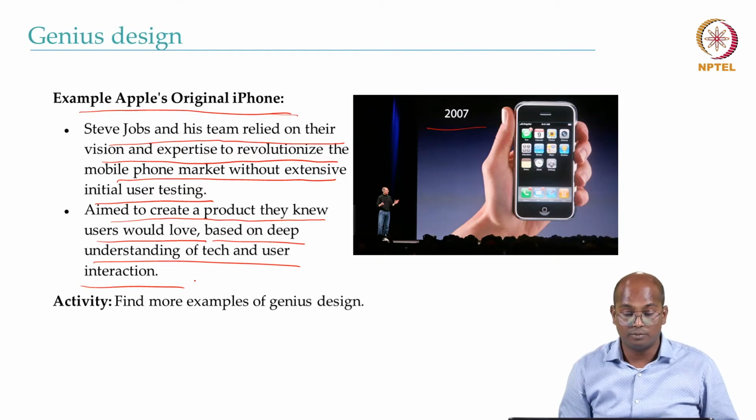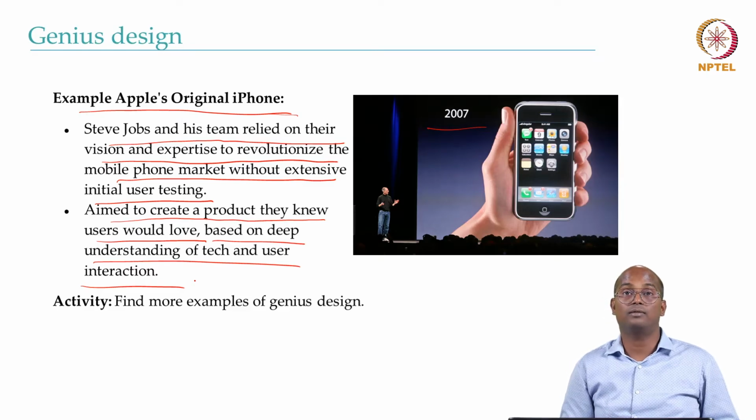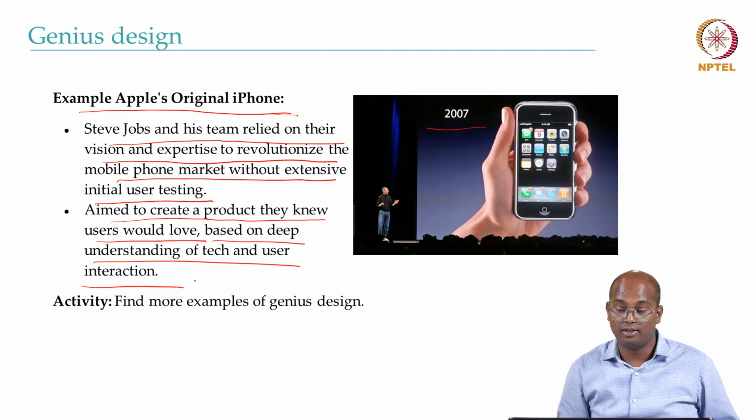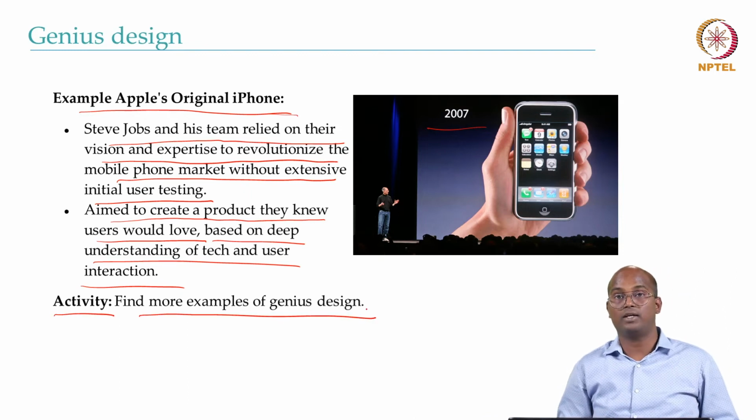Probably another reason they did not do thorough, extensive initial user testing is the possible leakage of the idea, which is again quite crucial, and that's why there is always suspense about what the next iPhone features will be, what they will include. So, activity for you: find more examples of genius design.